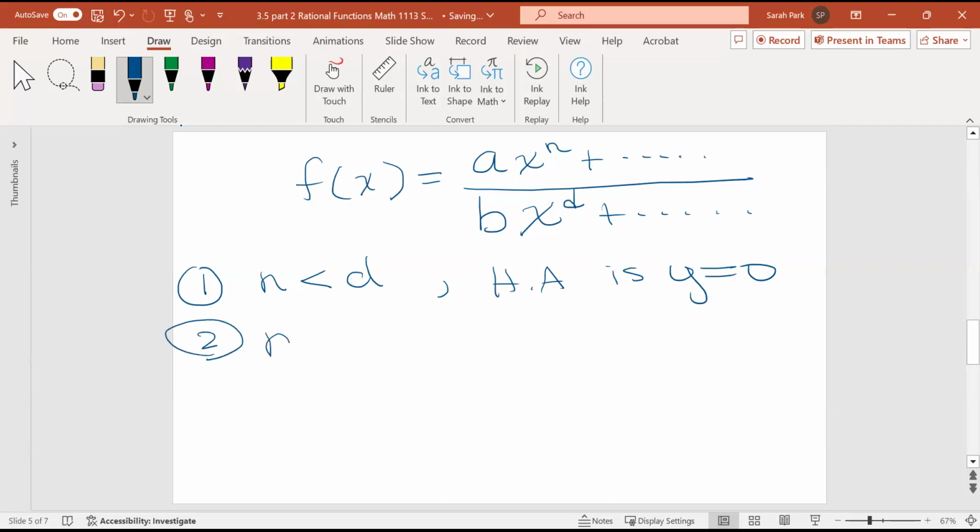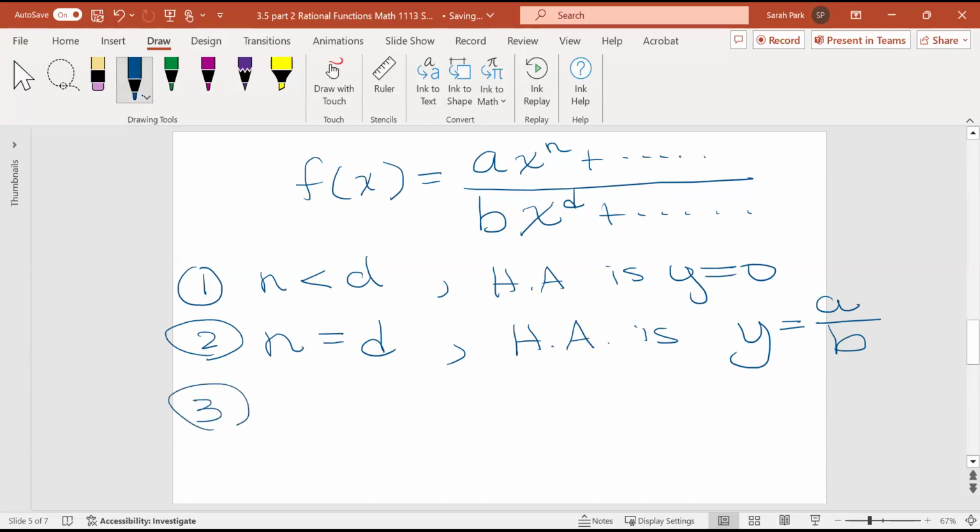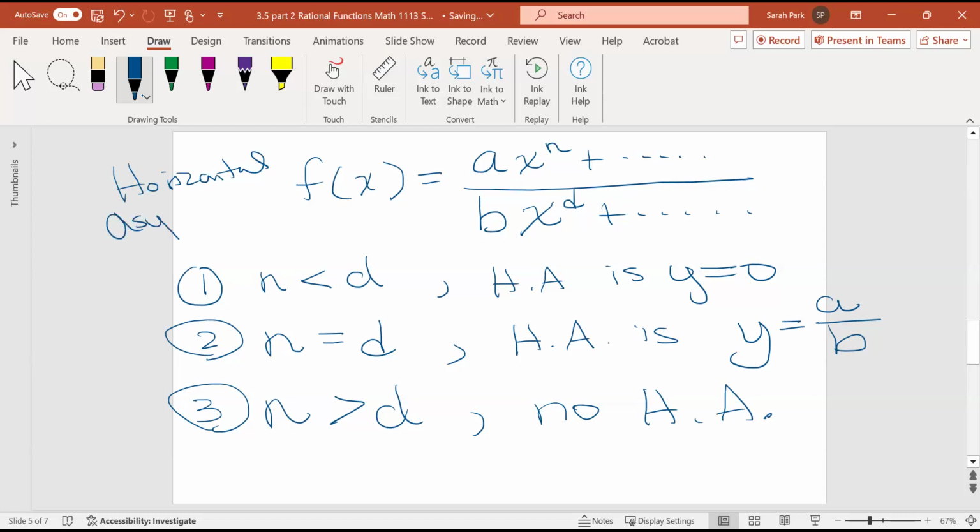For the second case, if the degree of the numerator is equal to the degree of the denominator, then your horizontal asymptote is the leading coefficient of the numerator divided by the leading coefficient of the denominator. If the degree of the numerator is bigger than the degree of the denominator, then there is no horizontal asymptote. You can also confirm by graphing it on your graphing calculator. So these are the 3 types of horizontal asymptotes of a function.